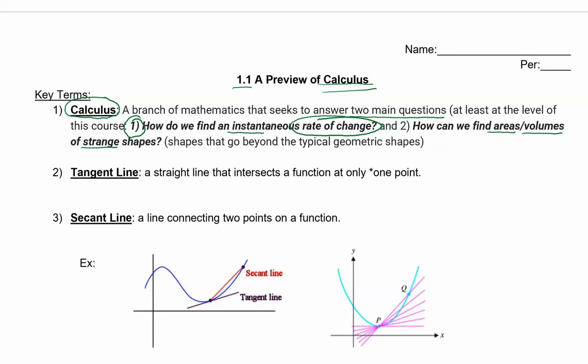Now, in our attempt to answer those two questions, we really have to understand the difference between what a tangent line is and what a secant line is, because that will help us break down the difference between what we consider to be an instantaneous rate of change versus an average rate of change, something that happens over a period of time. It all boils down to these two types of lines and then the slopes of those types of lines.